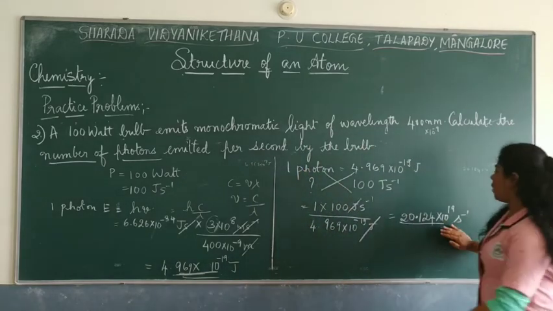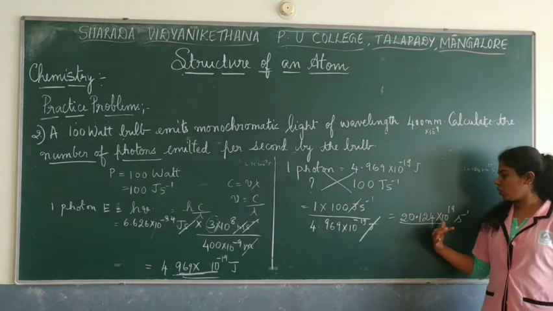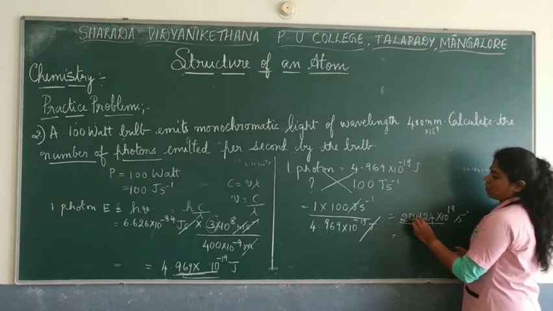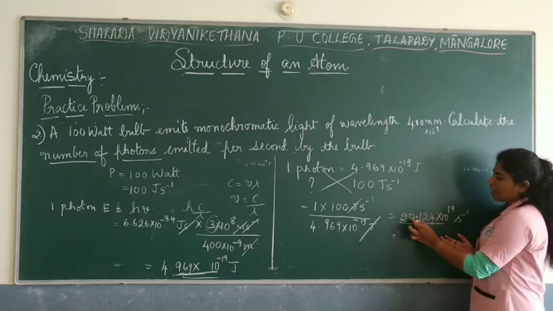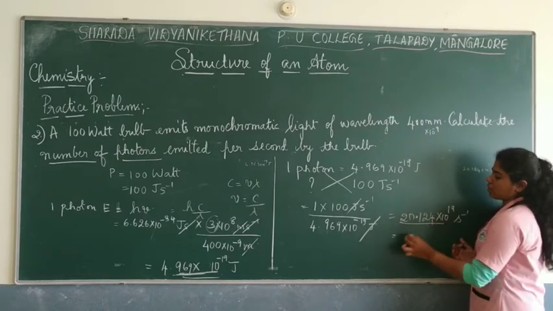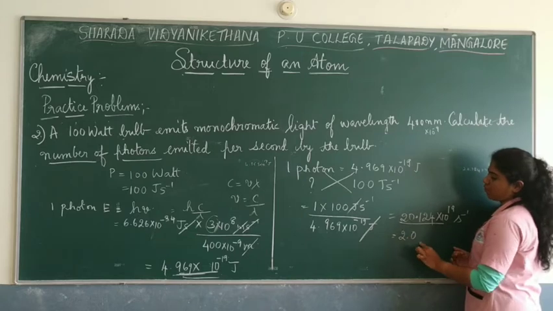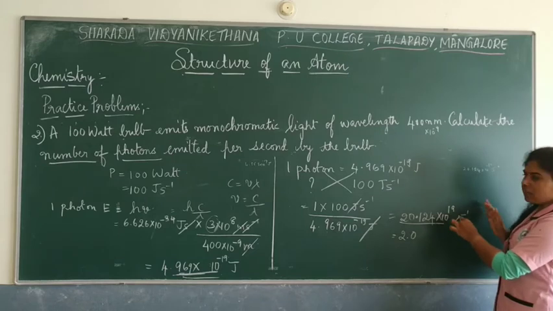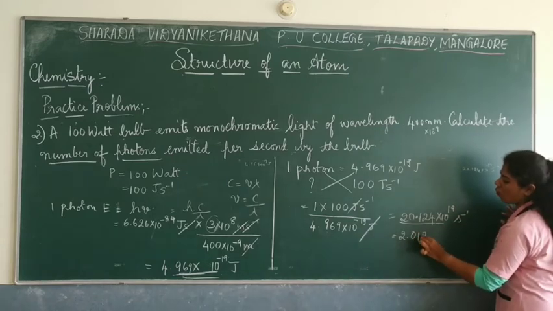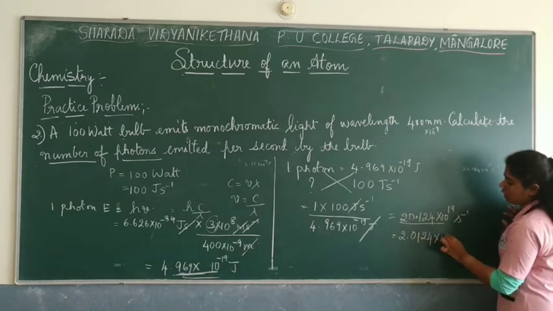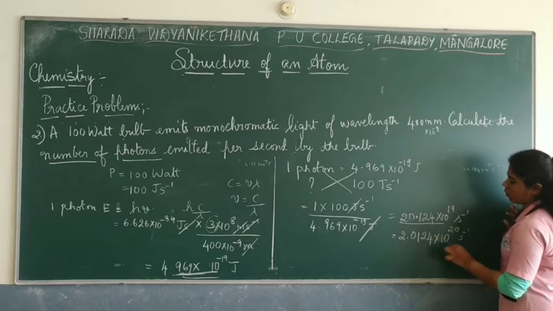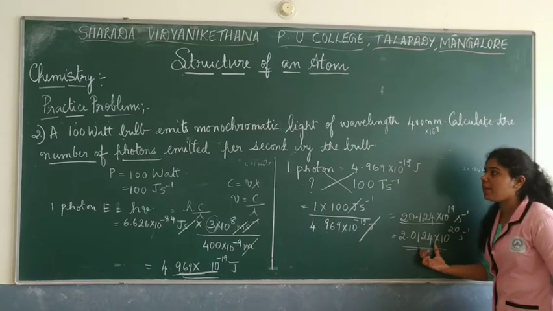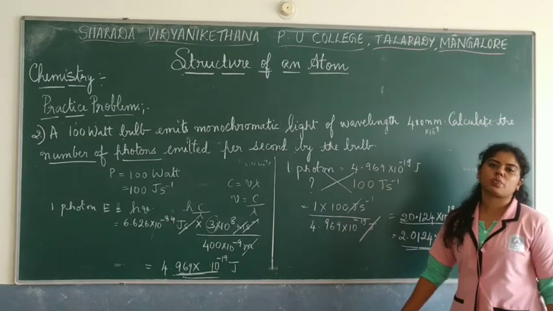You can also convert it. If you have to convert it into 10 to the power 20, what would you do? The point has to be shifted here. That means you're adding one more number next to the point. So 2.0, the 0 is being shifted this side, and the power is being added. So 2.0124 into 10 to the power 20 second inverse. These are the number of photons which are emitted for 100 joules per second.